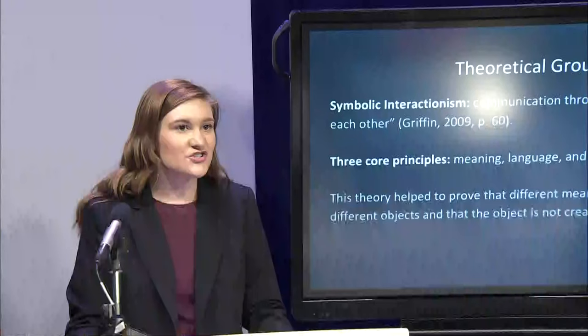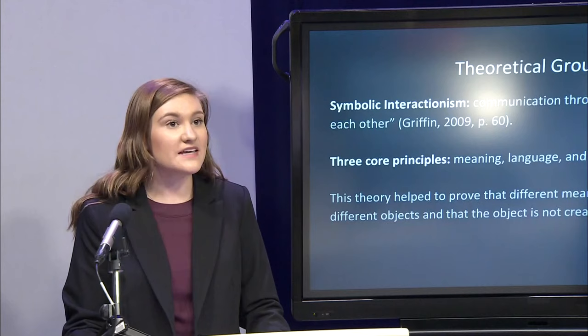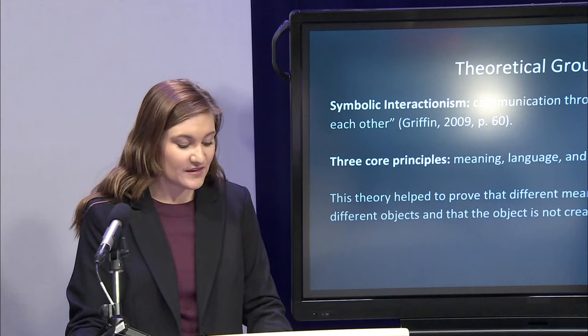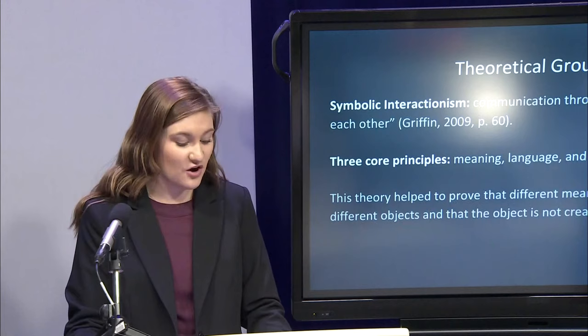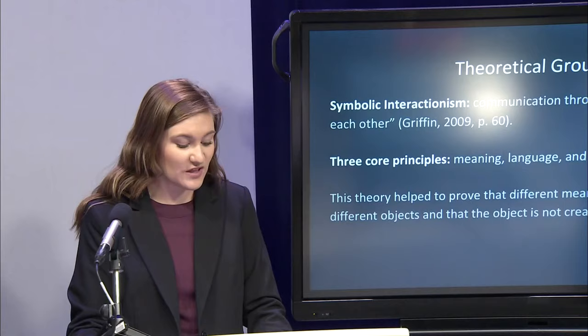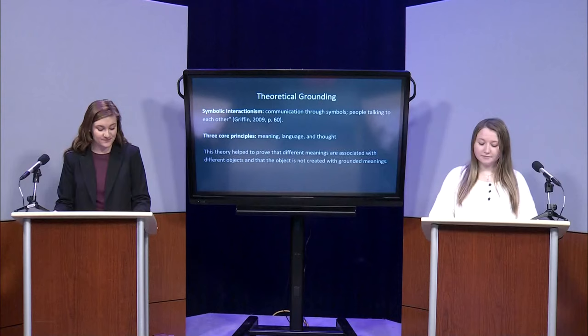According to Griffin in 2009, symbolic interactionism is communication through symbols. There are three core principles incorporated with this theory: meaning, language, and thought. To explain this theory, I'm going to use the example of a Rolex watch and how that watch is oftentimes a symbol of wealth. So using this example, if there was a man wearing a Rolex and another gentleman was lost and noticed that the man next to him was wearing a Rolex, he may be less likely to ask that man for directions because he has assigned Rolexes to wealthy people and also assigned wealthy people to being snobby. This means that individuals create their own meanings and interpretations of different objects.